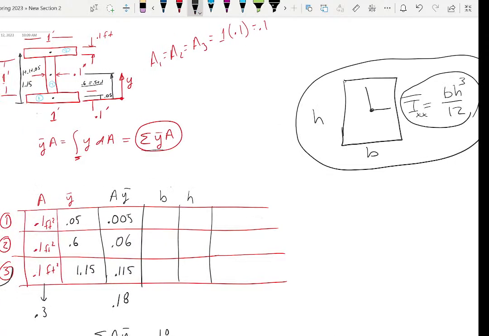So let me put the base here. The base of 1 is 1. The height is 0.1. For 2, it's reversed, 0.1 and 1. And 3 is 1 and 0.1. So if I want to do that, I bar xx is just going to be base times height to the third over 12. And you're going to have to give me a minute to do that. Okay, base 1 times 0.1. Okay, 0.1 times 0.1 times 0.1 divided by 12.